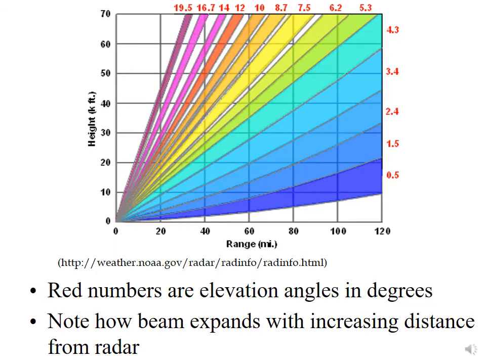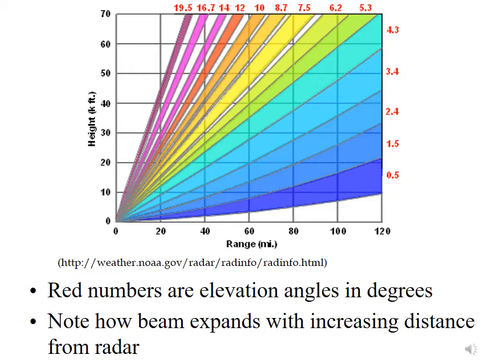So this figure shows the effect of the elevation angle on the sample volume for the National Weather Service radars. So for the 0.5 degree elevation angle, the height of the beam stays relatively low in the atmosphere, and by the time you reach 120 miles away from the radar, that 0.5 degree is ranging between about 10 to 20,000 feet.